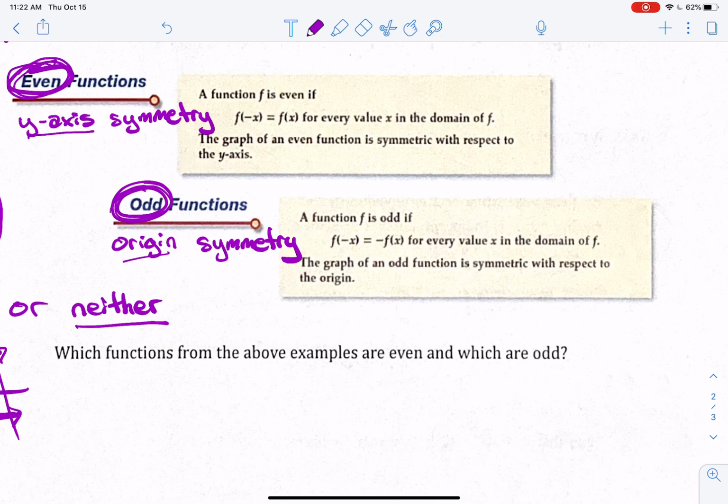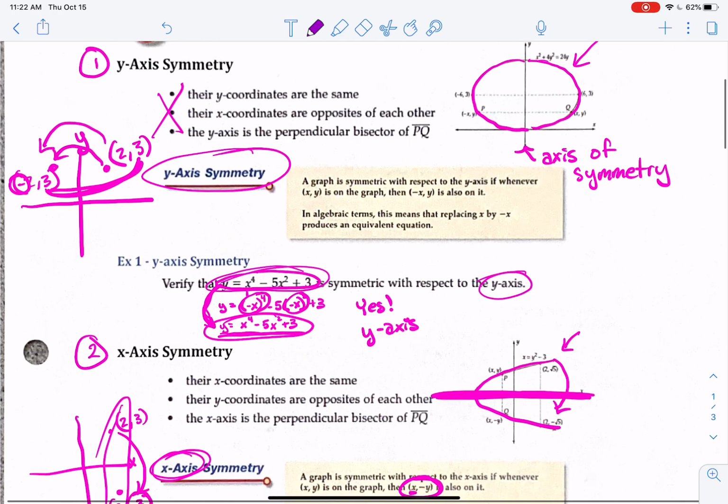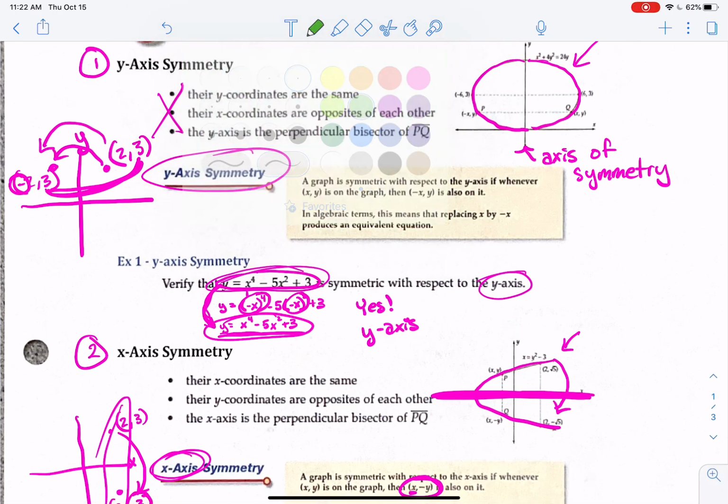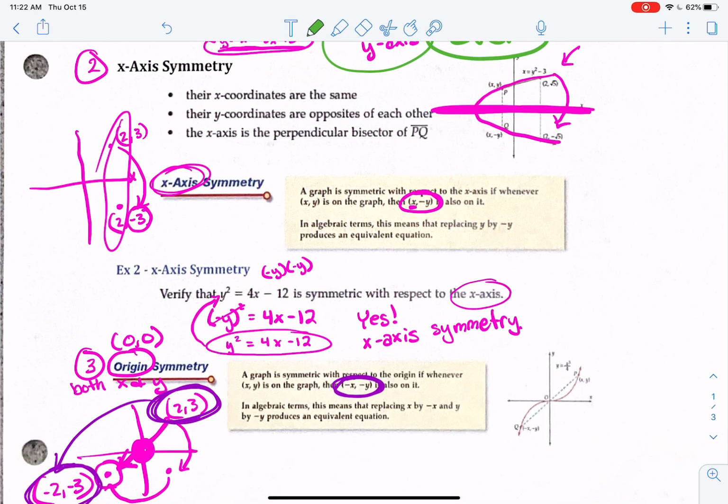Which functions from the above examples are even and which are odd? Okay, so example 1, we said did have y-axis symmetry. He was a yes, y-axis symmetry. So this is considered to be an even function. The function y equals x to the fourth minus 5x squared plus 3, that is an even function, okay? This one had x-axis symmetry. So y squared equals 4x minus 12. Is he even or odd? No, y-axis symmetry is bad. Well, not really bad, but it's not a function. So this is neither even nor odd. It is symmetric with respect to the x-axis, but that's not really anything special. It is neither even nor odd.